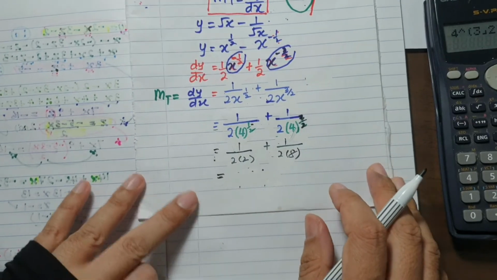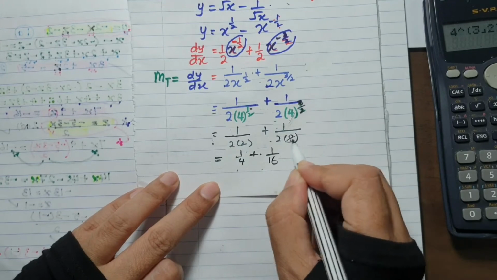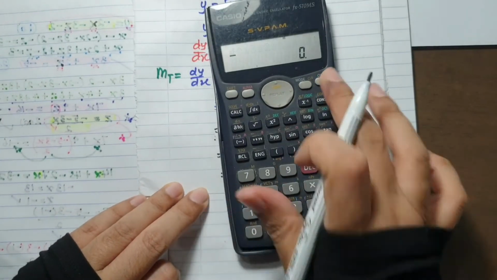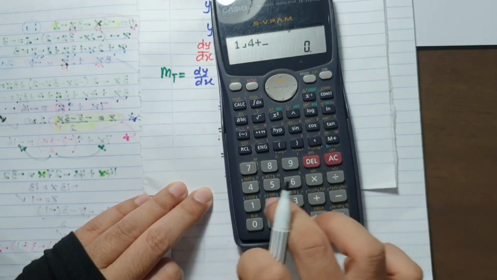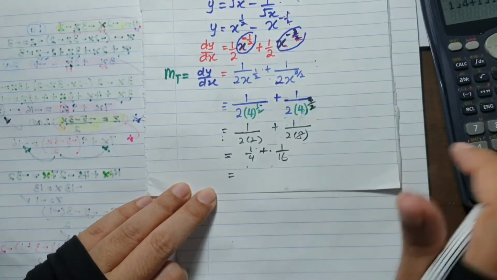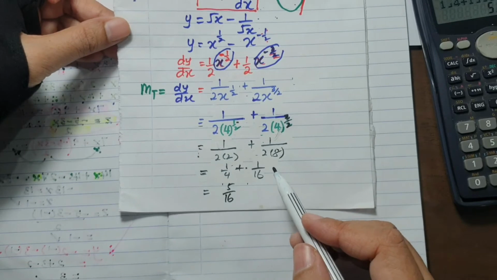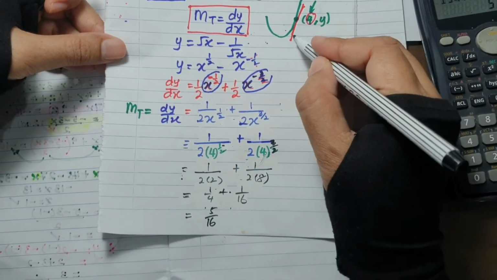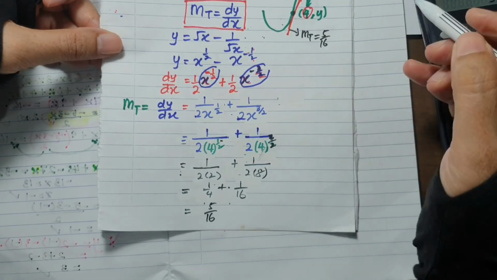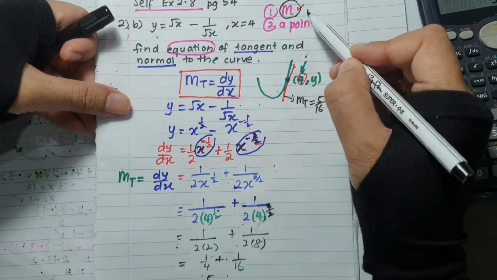Okay. So now, 1 over 4 plus 1 over 16. 2 times 8, 16. Okay, become plus 1 over 16. 5 over 16. So this is the gradient of the tangent to this curve. So this tangent, the gradient is 5 over 16. And we need a point, right? So the gradient is done.